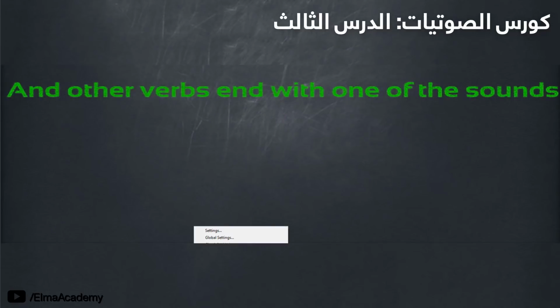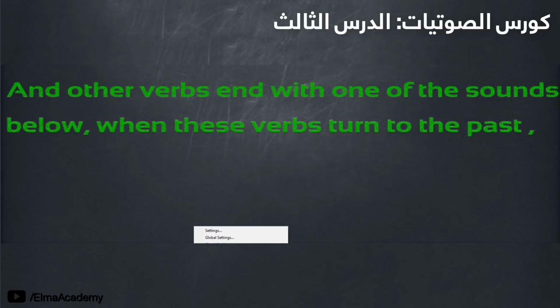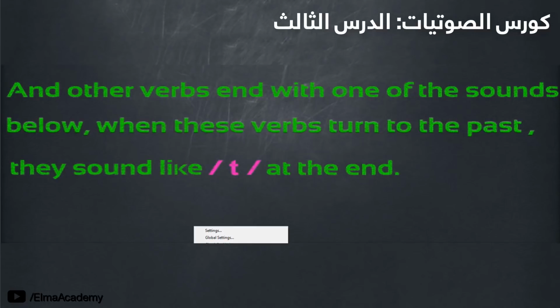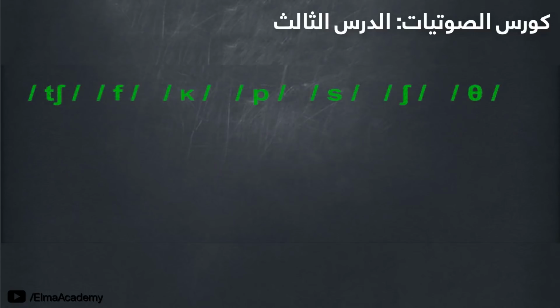And other verbs end with one of the sounds below. When these verbs turn to the past, they sound like t at the end. These sounds are ch, f, k, p, s, sh, th.